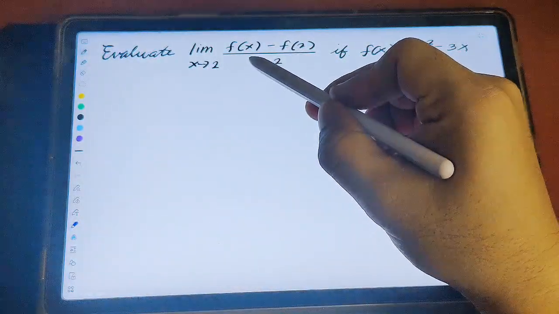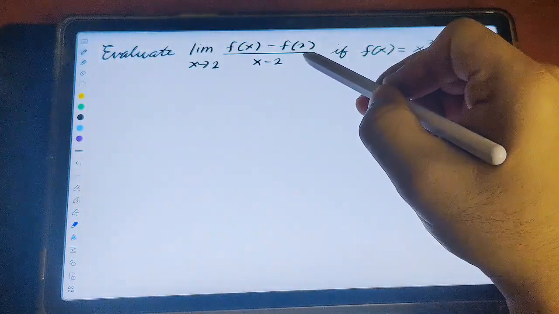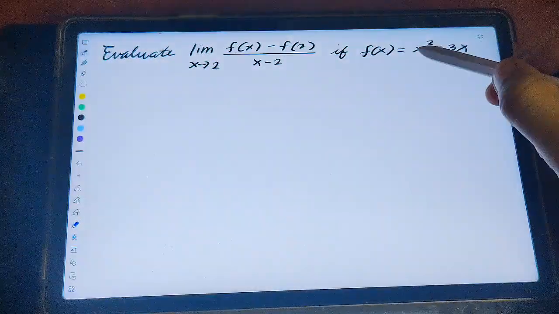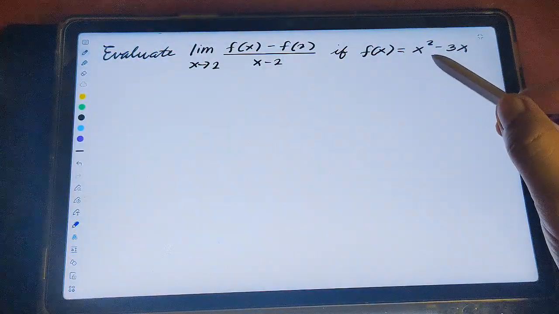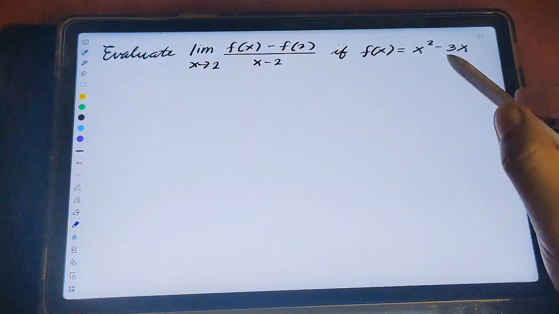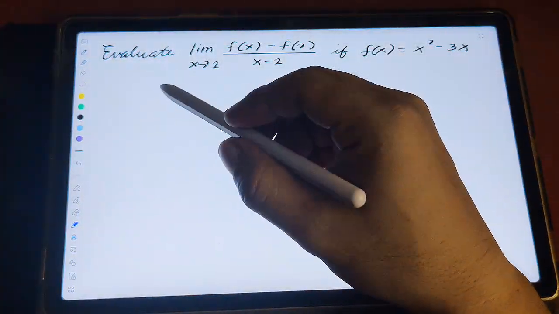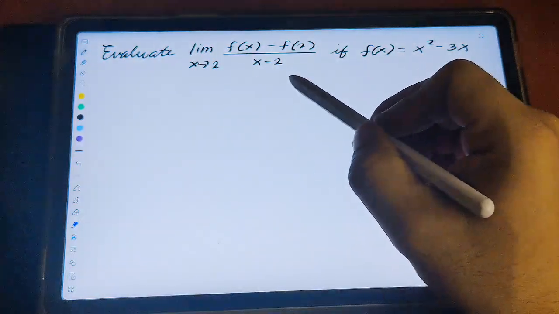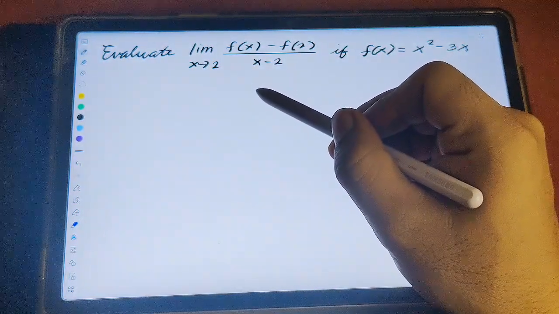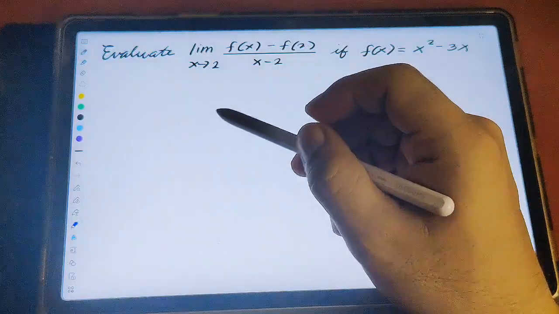Evaluate the limit of f of x minus f of 2 all over x minus 2 as x approaches 2, if f of x equals x squared minus 3x. So notice that a straight substitution of x equals 2 will lead to the indeterminate form 0 over 0, right?